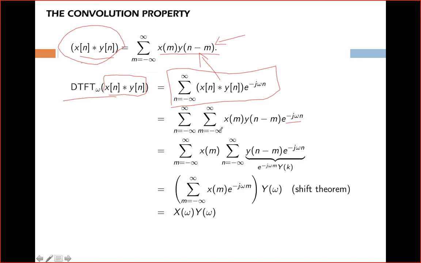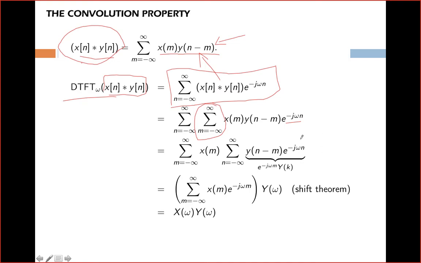Okay, now I am going to change the order, the place of the summation. I am going to move the second summation before the first one. That is, I will get summation m equal to minus infinity to plus infinity x of m into summation n equal to minus infinity to plus infinity y of n minus m into e power minus j omega n.